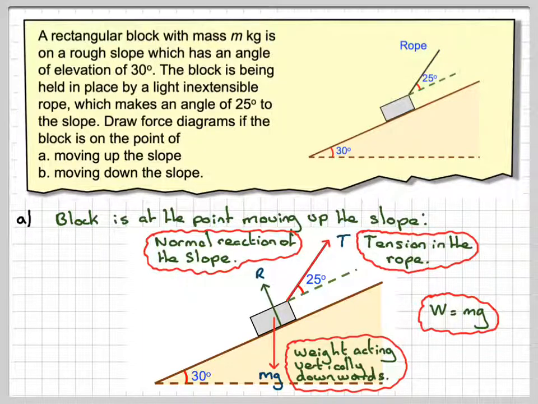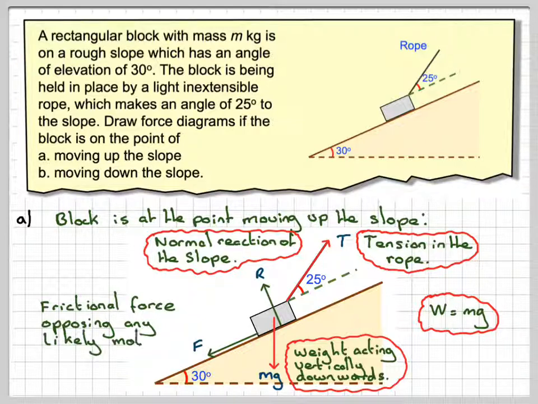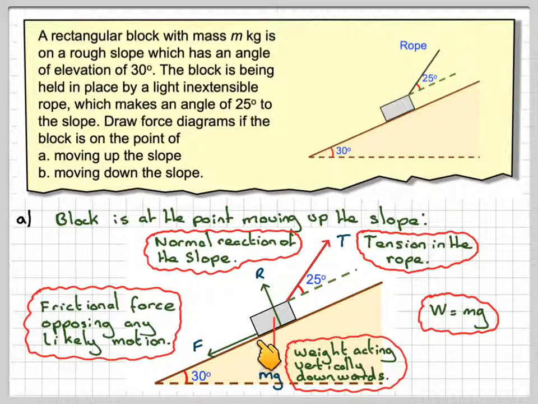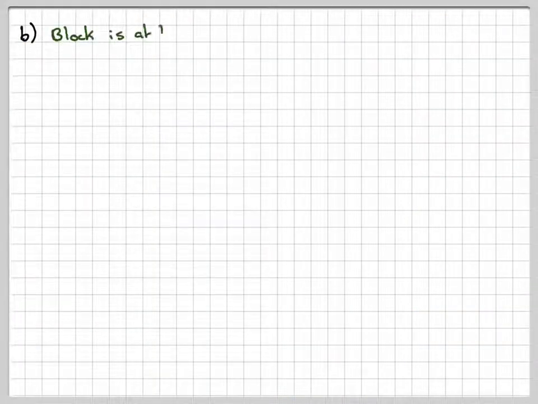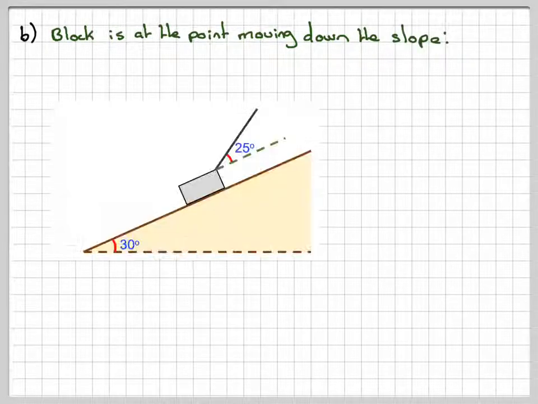Now, because it's on the point of moving up the slope, the friction will act in this direction. So the frictional force opposes any likely motion. Because it's on the point of moving up, the friction will act in this direction, down the slope.